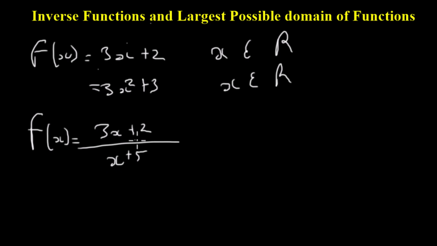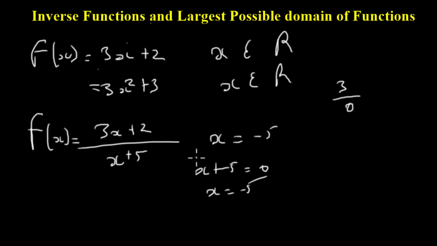While we're equating to 0, we know for a fraction, we can't divide anything by 0. It will give us an undefined answer. So how do we arrive at the denominator being 0? By simply taking the denominator x plus 5 and equating to 0. So solving for x, x will be equal to minus 5. So the value that breaks this function is when x is equal to negative 5.